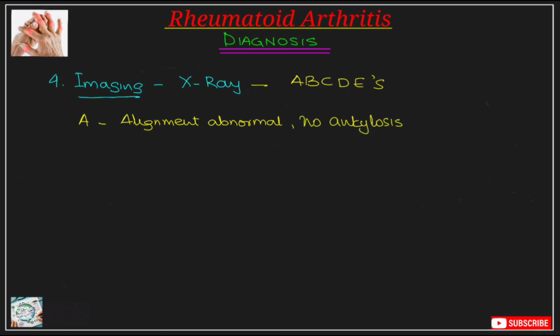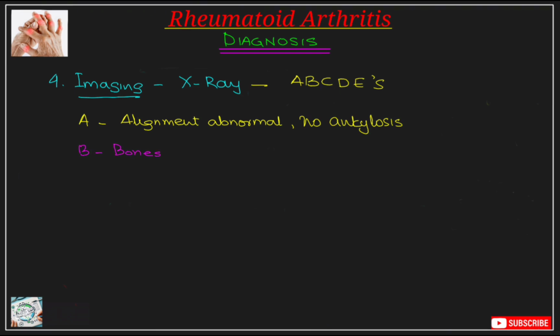In rheumatoid arthritis, the joints lose their normal alignment due to chronic inflammation, ligament damage, and joint destruction. However, a key feature is that rheumatoid arthritis does not cause bony fusion, that is ankylosis, in the early stages, unlike diseases such as ankylosing spondylitis. Instead, you see subluxation, joint misalignment, and deformities as the disease progresses.